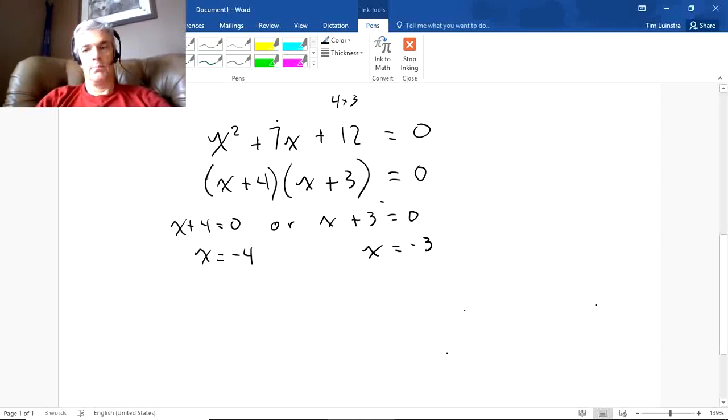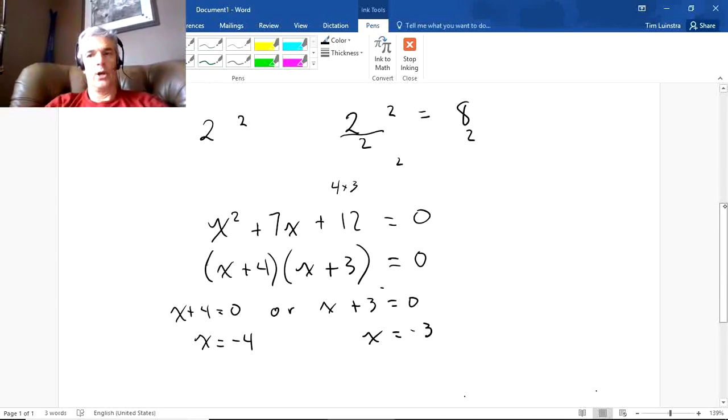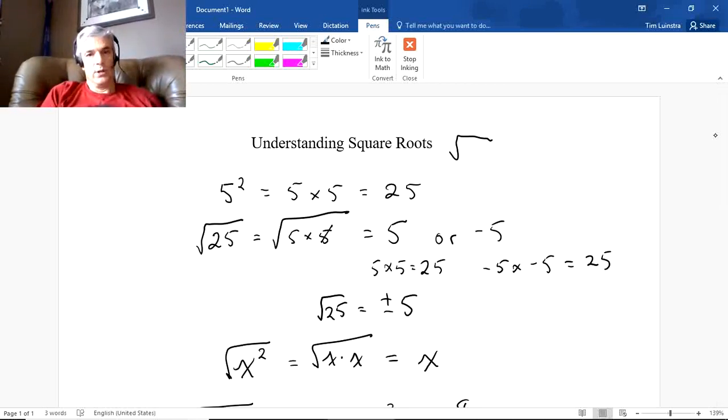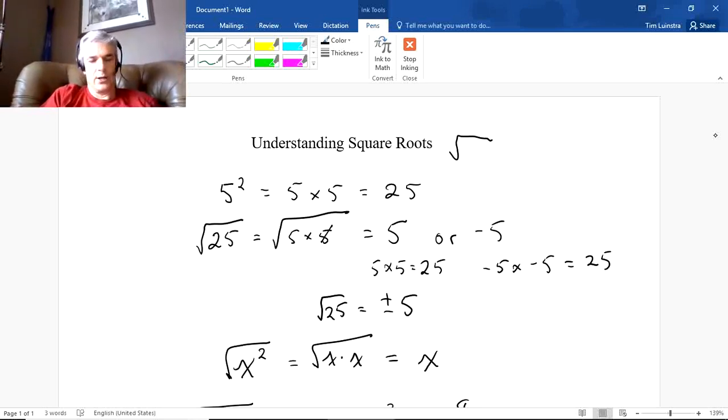Hopefully this little mini lesson on square root helps you better understand square root. I don't know, it's not an easy topic, and a lot of kids will sometimes need a little bit of extra help. Hope that helped.